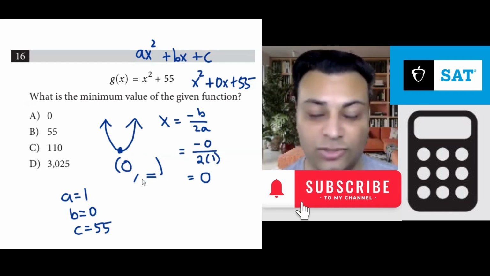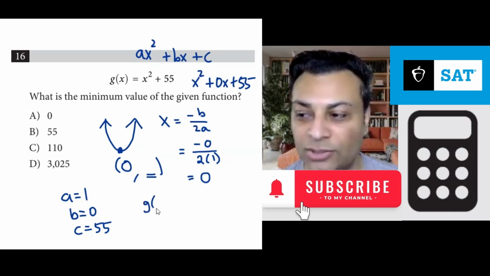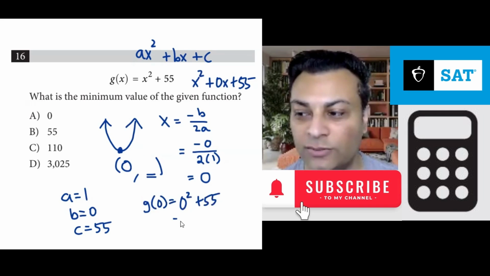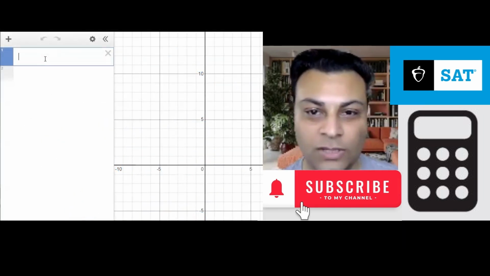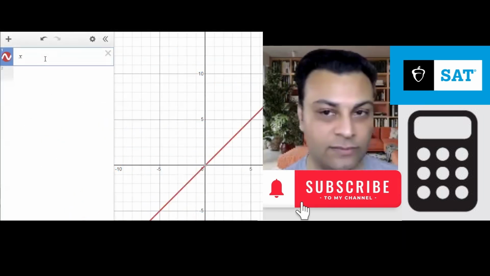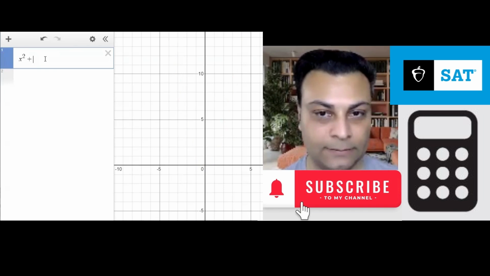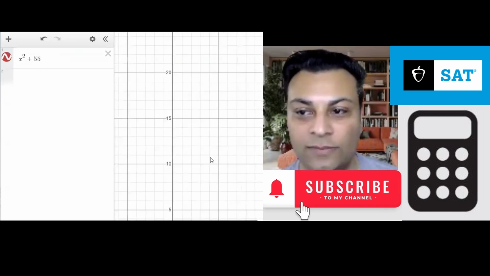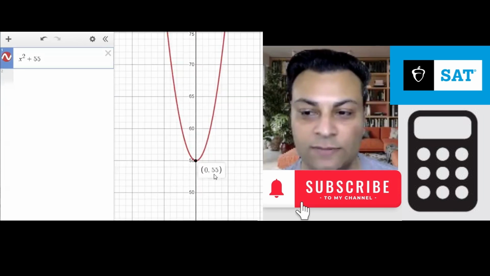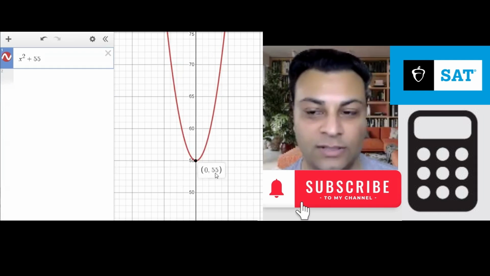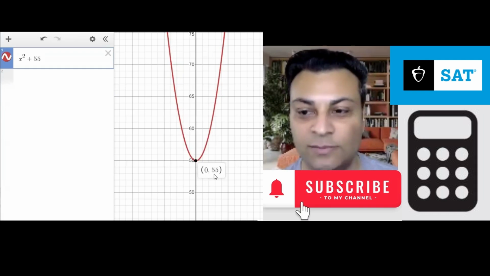But we want the y coordinate of the vertex, which would be g of 0. You plug it back in. g of 0 is 0 squared plus 55. 0 squared is 0, and you have 55. So that is the answer, B. Now, if we did it in Desmos, let's take a look. You can just type in x squared plus 55. You'd have to go find where the minimum is, but there it is, and the minimum is 55. The y coordinate of the vertex, that's the minimum value, 55.